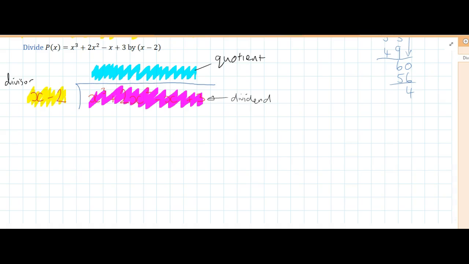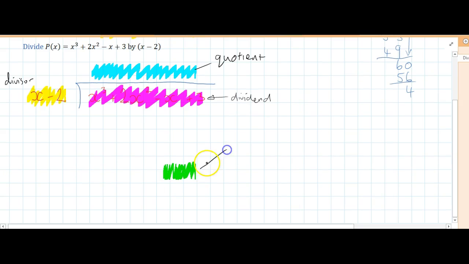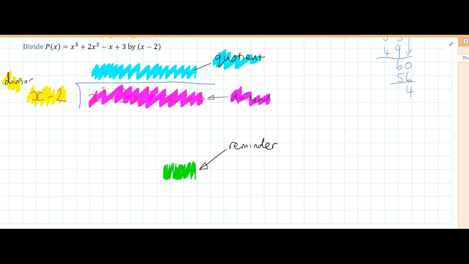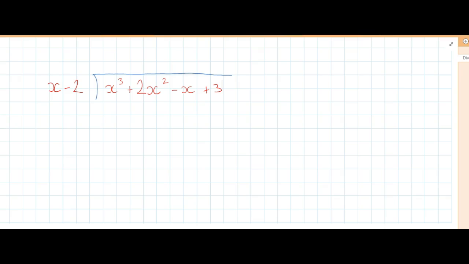And at the end, right at the bottom, we may or may not get a remainder. If the divisor is a factor, you won't get any remainder, and we'll talk about that in a further class. So there are some words that you need to know: divisor, quotient, dividend, and remainder. In this example, we've got a cubic divided by a linear, so x cubed here, and we're going to divide it by this.